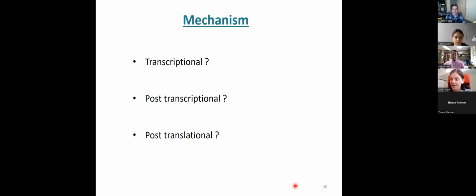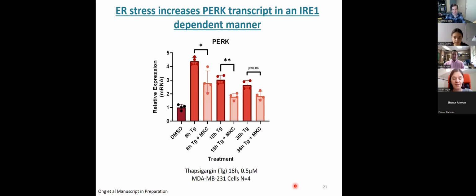So the next question is, well, what is the mechanism? Is it transcriptional, post-transcriptional, post-translational? So to answer this, the easiest place to start was to look at PERK transcript. So Gideon carried out qPCRs where he took MDA-MB-231 cells and he treated them with thapsigargin for 6 hours, 18 hours, and 36 hours.